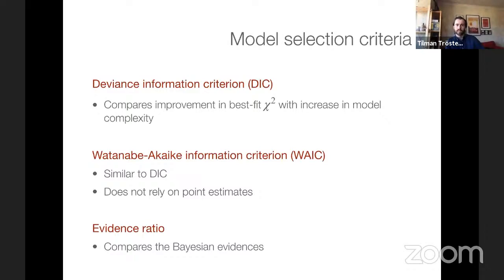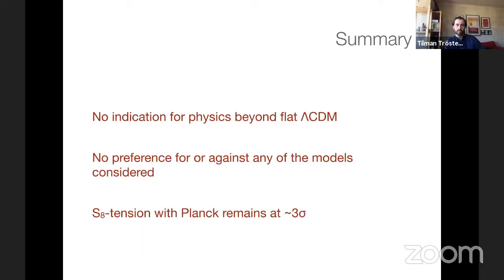So in that sense, that exercise was quite boring in its outcome, but it goes, I think, well with what others have found so far. So to summarize everything, we found no indication of physics beyond flat lambda CDM. The lambda CDM we found sticks with the same 3 sigma tension with Planck that we have found in previous lensing surveys and low redshift surveys. And we tried a lot of things, and that tension seems to stick around.